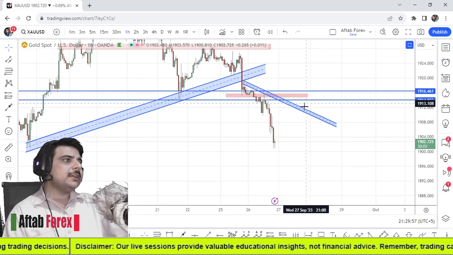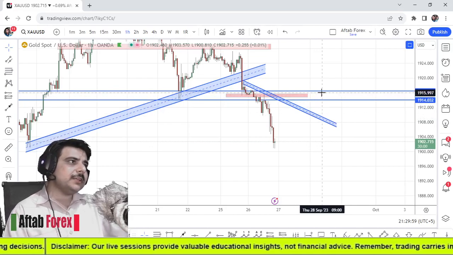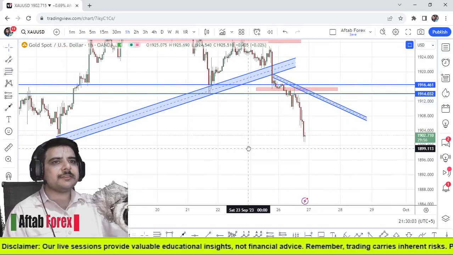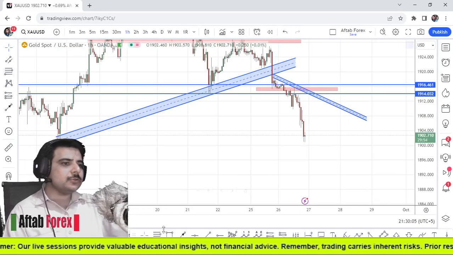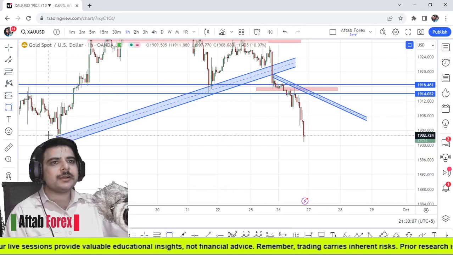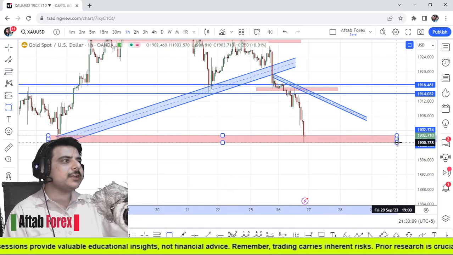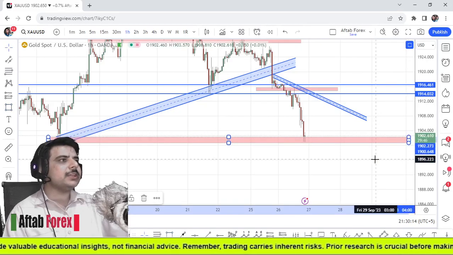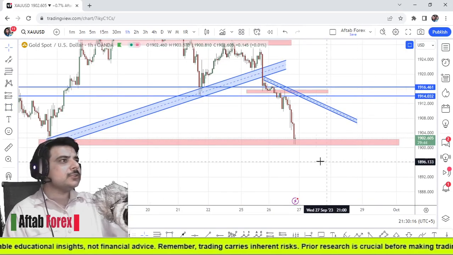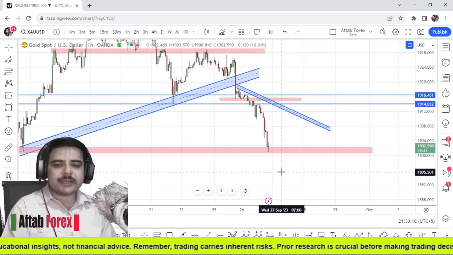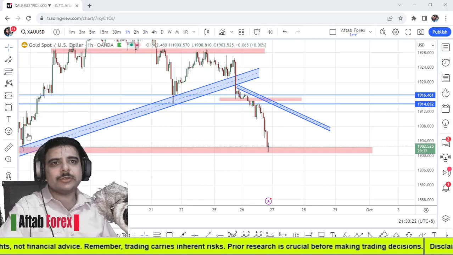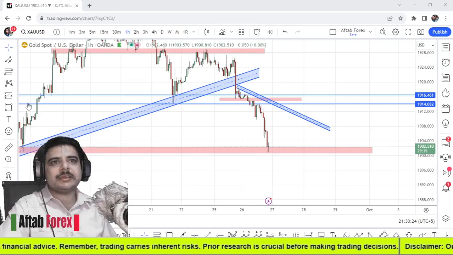So maybe this will not be possible, but there is one opportunity we have, and that is there is also a very nice level right here with us, if you can see clearly, and this is a support zone we have at the moment. So the trade plan is now clear, and I'm just going to explain what we can potentially do to make good profit.